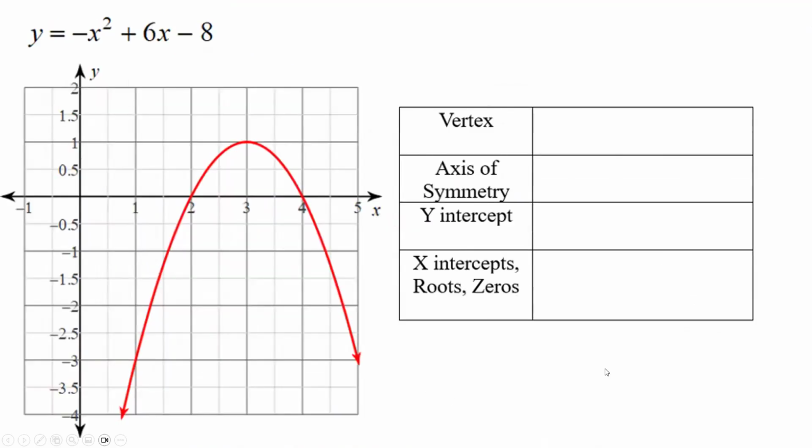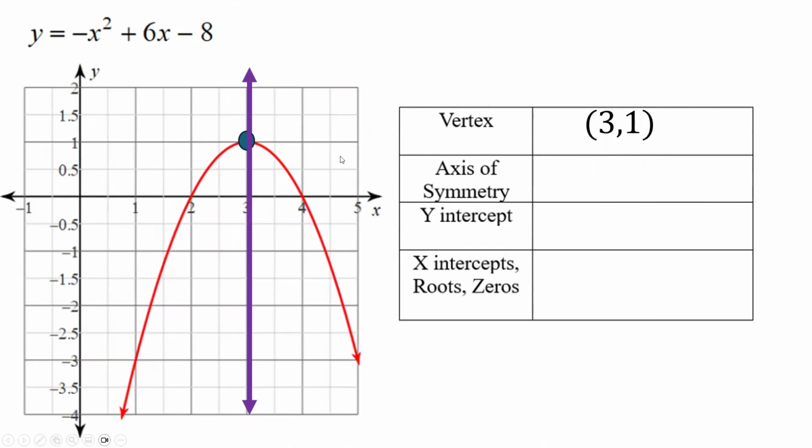All right, next example. Here we go. Vertex. This was a frowny one. Why? Because it's negative. But anyway, let's get into it. The turning point right there, so that is 3, 1. Okay? 3, 1. Axis of symmetry. Again, draw that vertical line right down it.